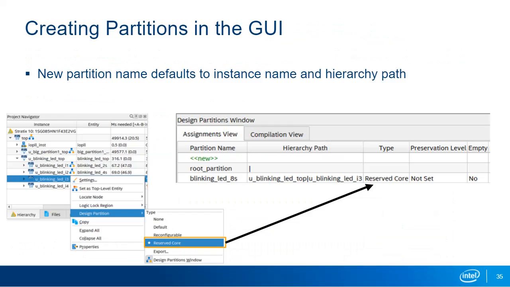To create design partitions for fast preservation, right-click the appropriate instance in the Project Navigator hierarchy view, go to Design Partition, and select Reserved Core or Reconfigurable. Make sure the type is set correctly, the preservation level is set to Not Set, and that Empty is set to No.